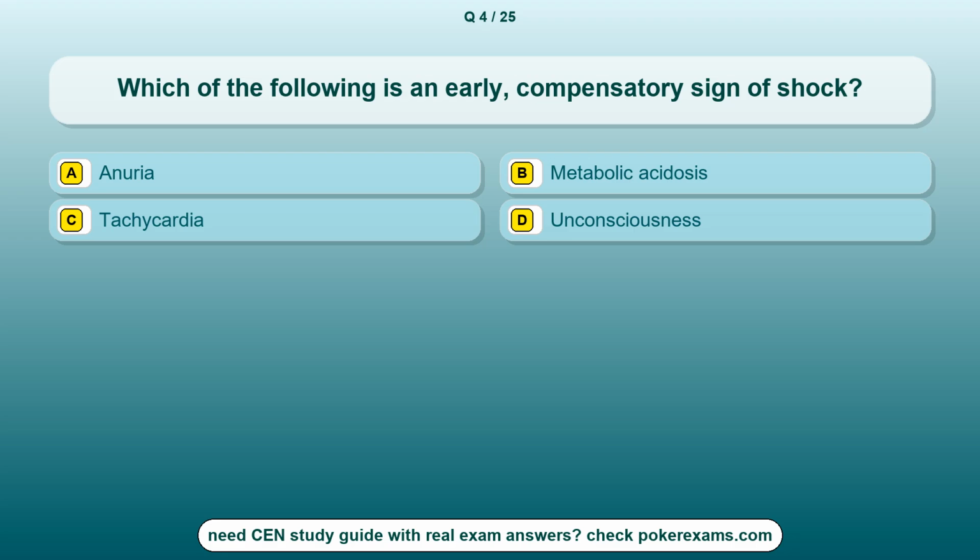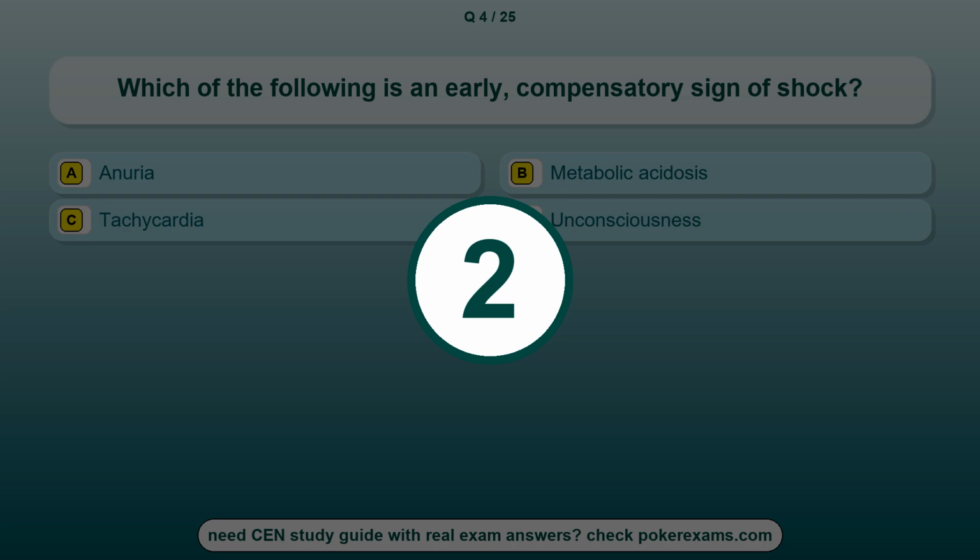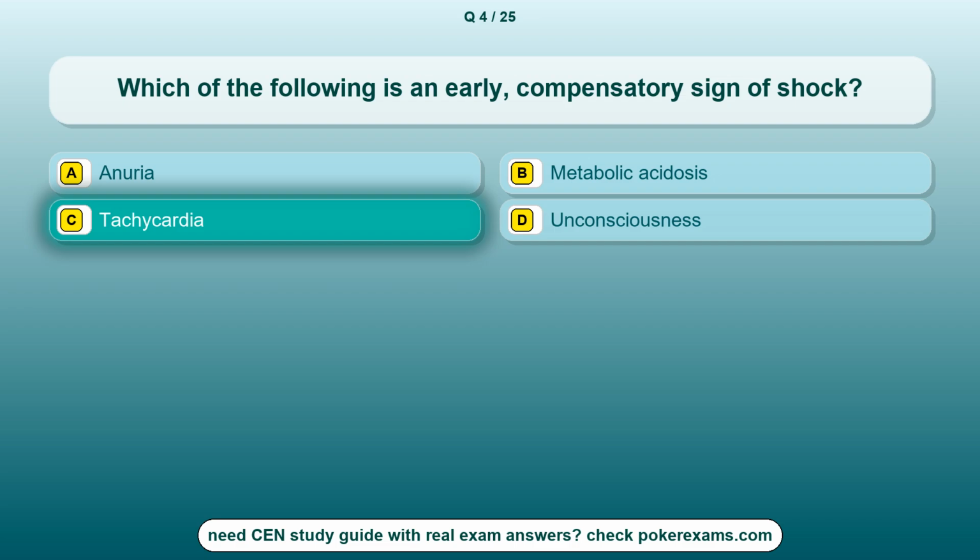Question 4. Which of the following is an early, compensatory sign of shock? Option A, anuria. Option B, metabolic acidosis. Option C, tachycardia. Option D, unconsciousness. The correct answer is option C, tachycardia.